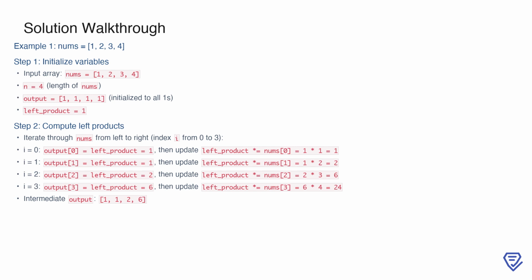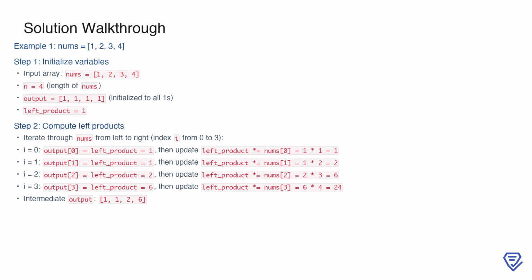At index 0, we set output 0 to left_product, which is currently 1, and then update left_product by multiplying it with nums 0, which is 1. So, left_product remains 1. At index 1, we again set output 1 to left_product, which is still 1, and then update left_product by multiplying it with nums 1, giving us 2.